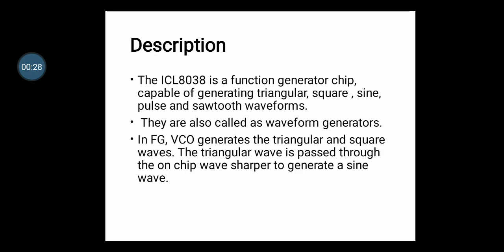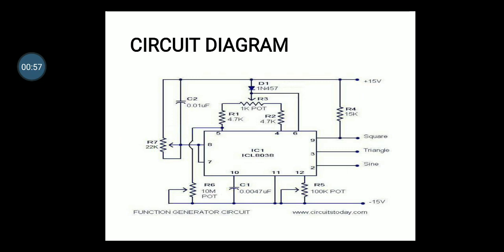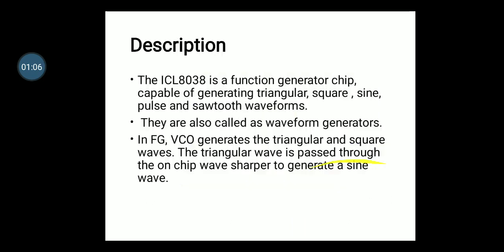The ICL8038 is a function generator chip capable of generating triangular, square, sine, pulse and sawtooth waveforms. They are also called waveform generators. In a function generator, the VCO generates the triangular and square waves. The triangular wave is passed through the on-chip wave shaper to generate a sine wave. This is the circuit diagram of the ICL8038 function generator.